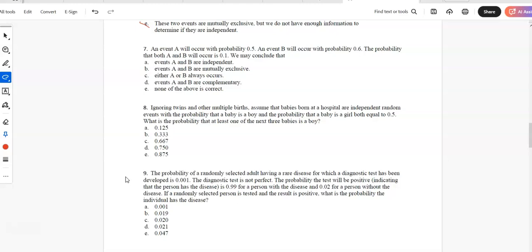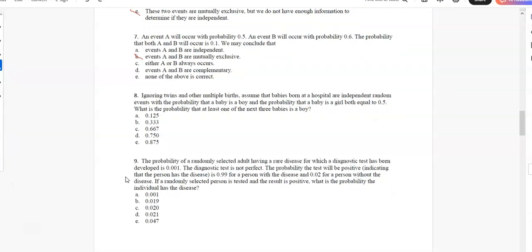So event A will occur 0.5, B is 0.6, probably both would be 0.1. So they can both happen, so it's definitely not that. Well, let's do the probability of A. We're going to go probability of A should equal the probability of A given that B has already happened, right? So the probability of A is 0.5.